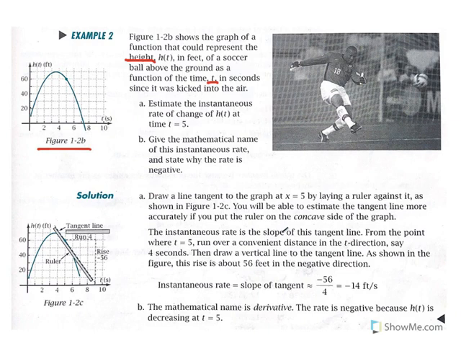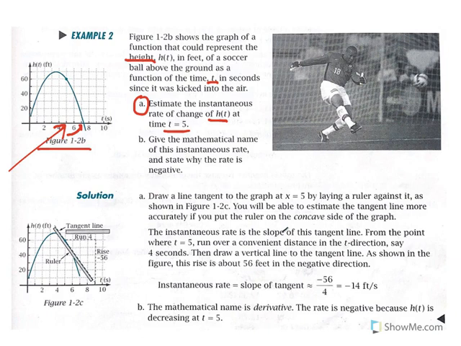So somebody kicks a soccer ball and it goes really high into the air and it comes down and hits the ground a little after 7 seconds. So it says here, estimate the instantaneous rate of change of the height at t is equal to 5. So if you look at the graph here we have t is equal to 5, and basically we want to know what's going on with the height of the ball at that time.